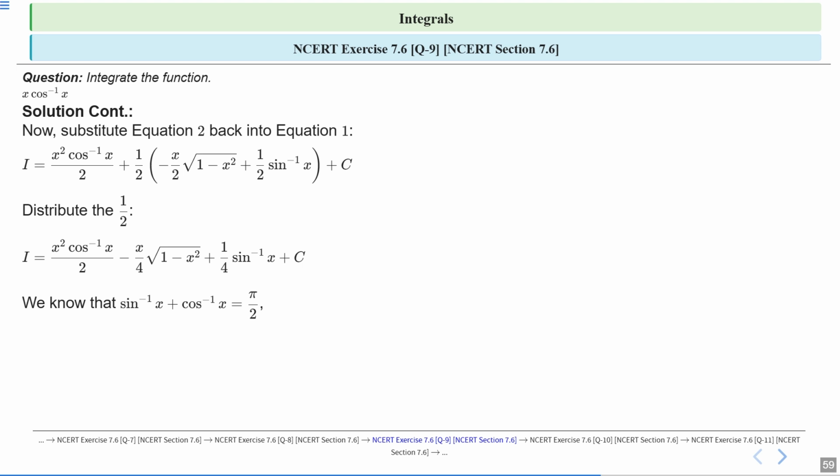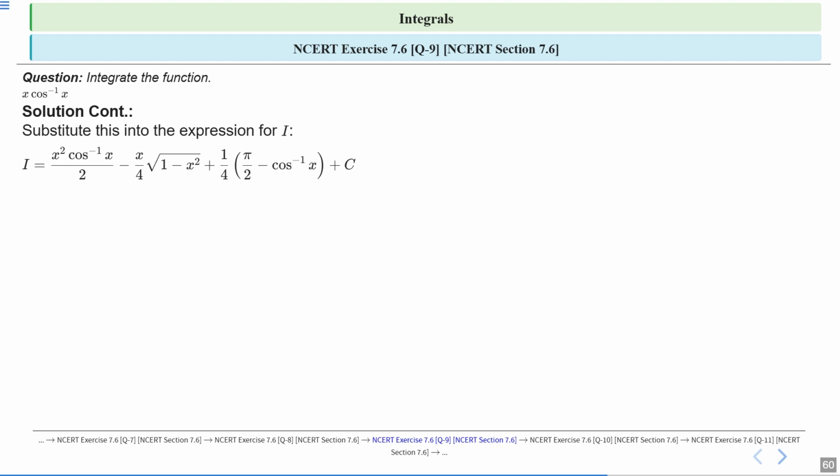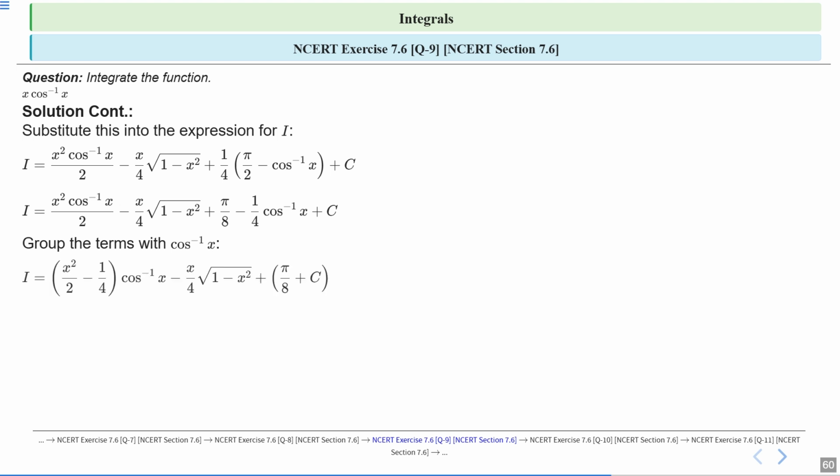Distribute the 1 by 2. We know the trigonometric identity that sin⁻¹x plus cos⁻¹x is equal to pi by 2. So sin⁻¹x is equal to pi by 2 minus cos⁻¹x. So in place of sin⁻¹x, we substitute pi by 2 minus cos⁻¹x. So the expression is x square cos⁻¹x by 2 minus x by 4 root under 1 minus x square plus 1 by 4 into (pi by 2 minus cos⁻¹x) plus c. And that is the value of our integral.